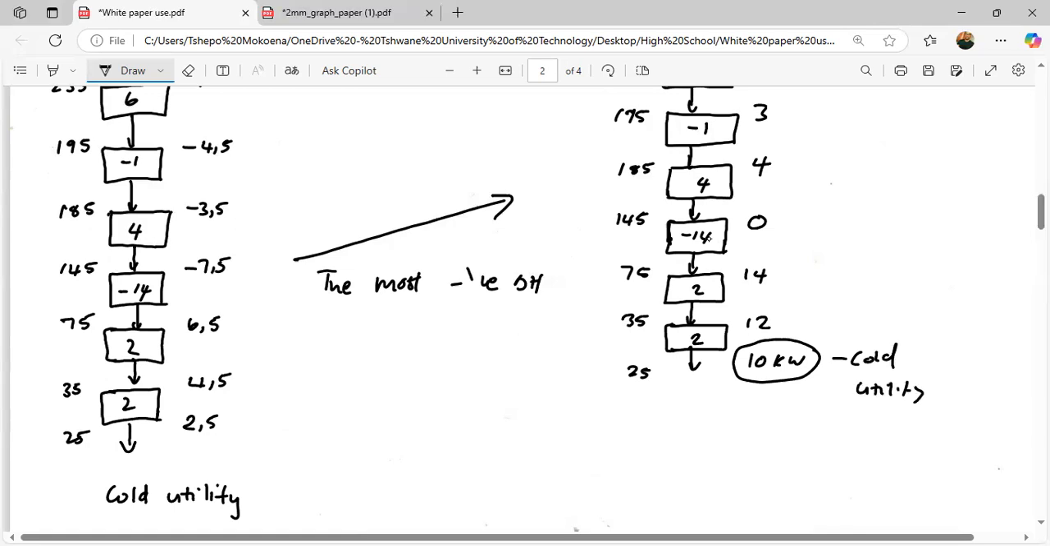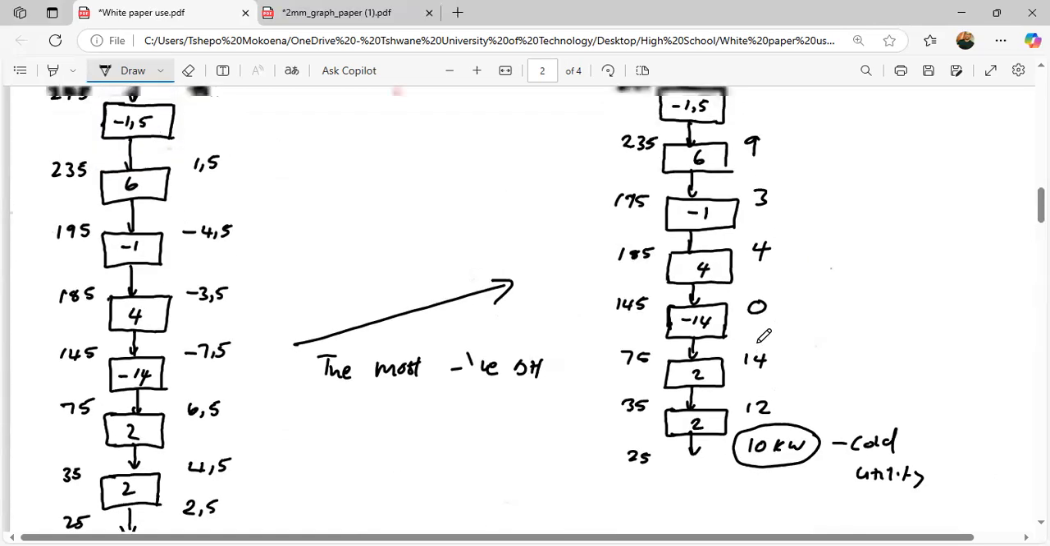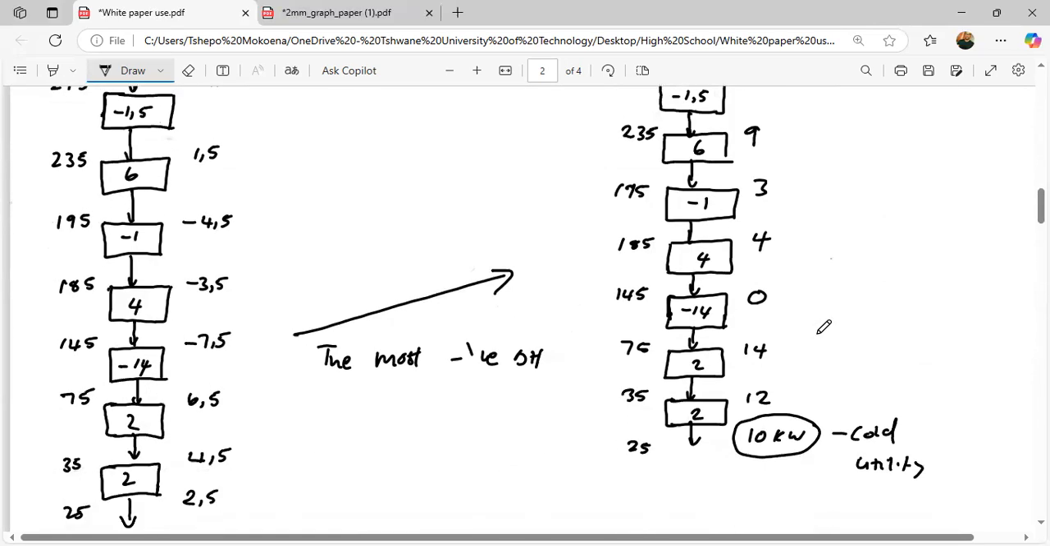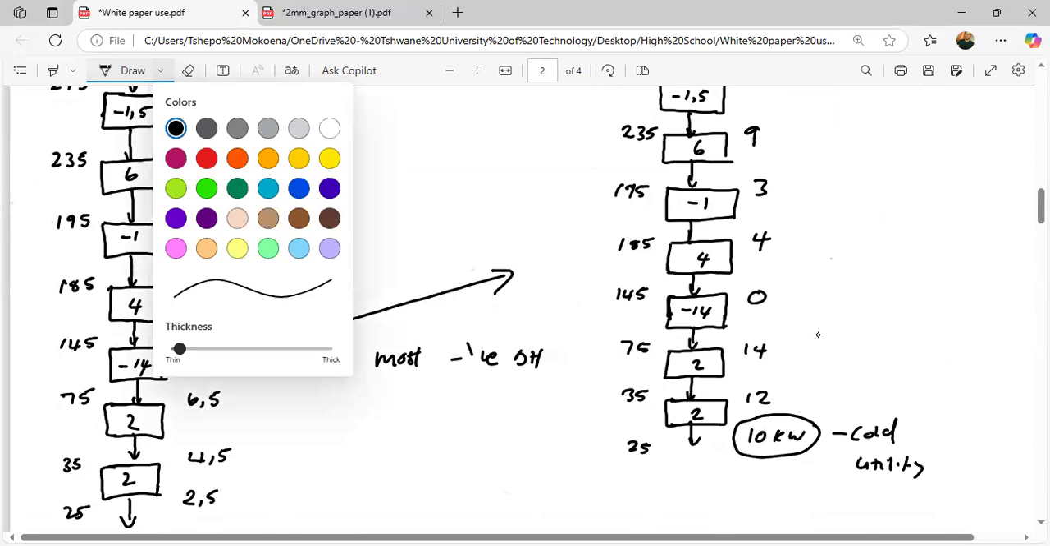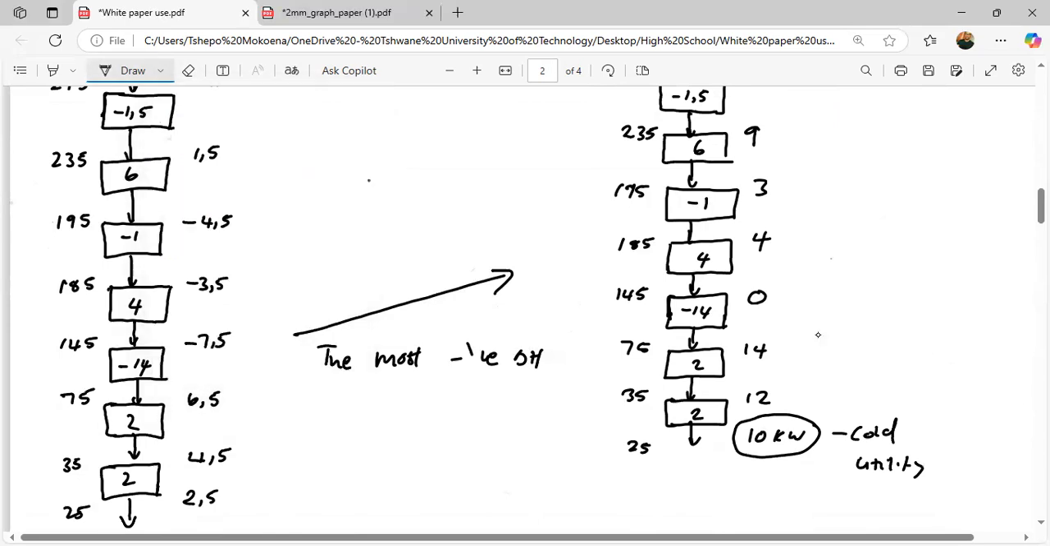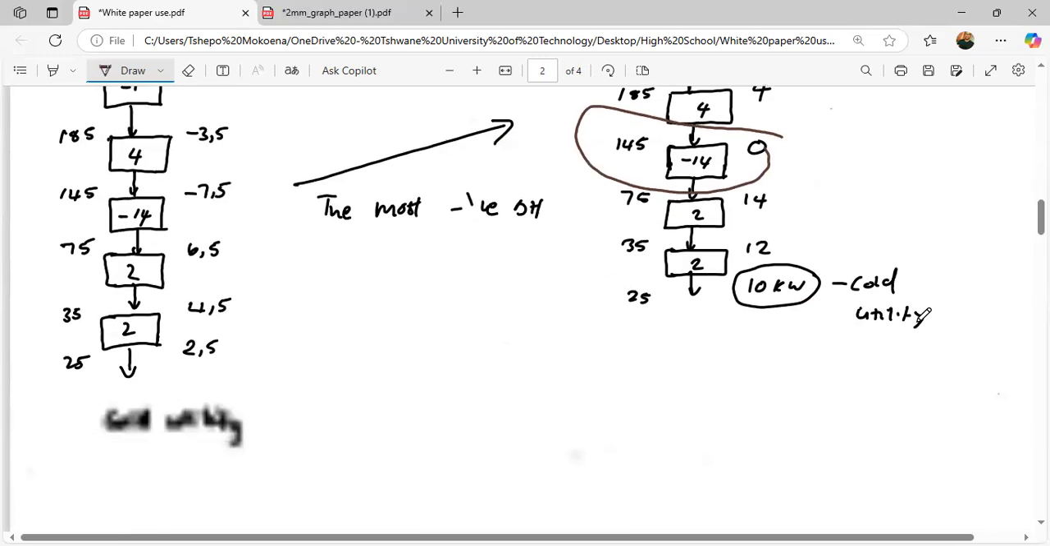So we need a temperature of what? What's this value? 20. Yeah, this will be the cold utility. So now, here's the thing. Where we got 0, it's here, right? What's the corresponding temperature? It's 145 degrees. So that means the pinch temperature will be 145 degrees Celsius.